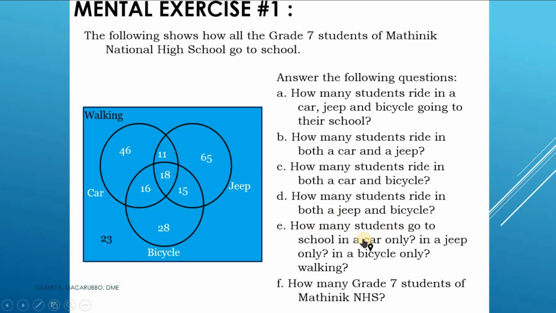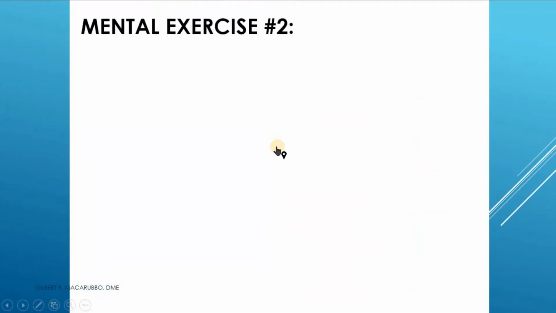How many students go to school in a car only? Car only, so we have 46. In a jeep only, we have 65. In a bicycle only, we have 28. Walking, we have 23. How many grade 7 students of Matinic? Okay, so we add all of those. We will get the number of grade 7 students of Matinic National High School.